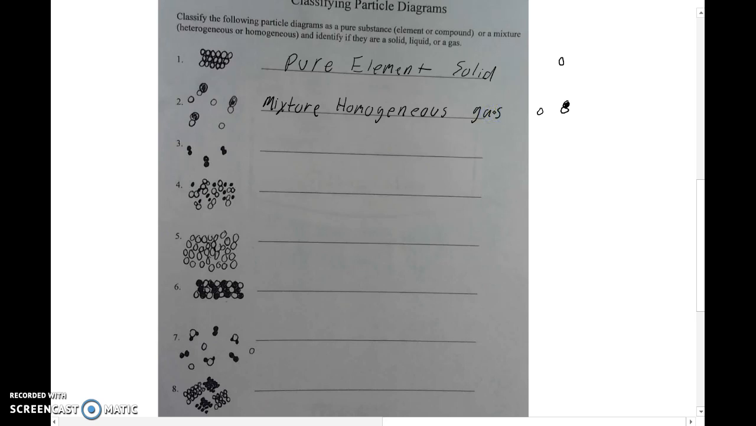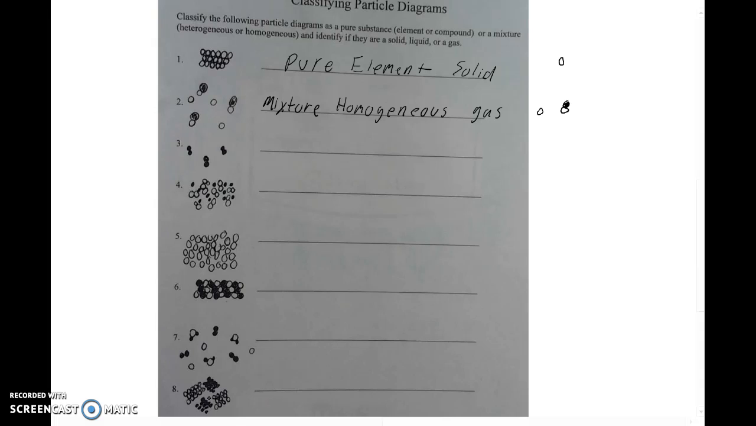To look at an example of a heterogeneous mixture, I would look right down here, right? In this case, I have two different particles, the white particle and the black particle, but I have a section of white particles all together and a section of black particles all together. Those two particles are not evenly mixed together. So that would be a heterogeneous mixture.